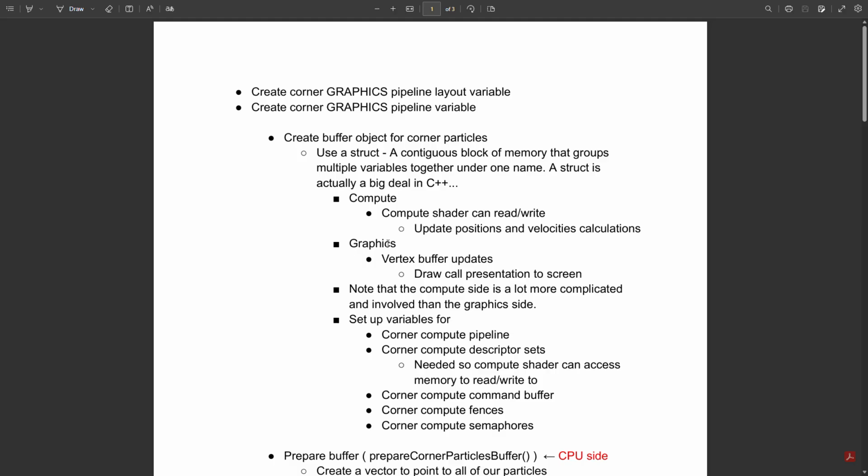Now the graphics shader, the graphics portion: vertex buffer updates, draw call, presentation to screen.